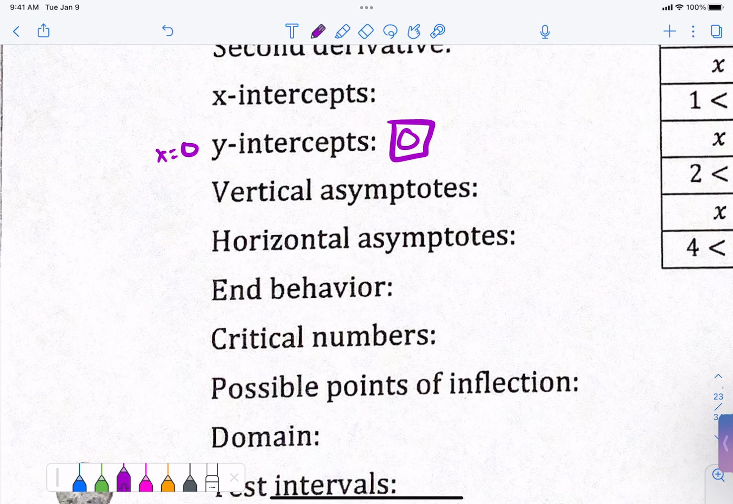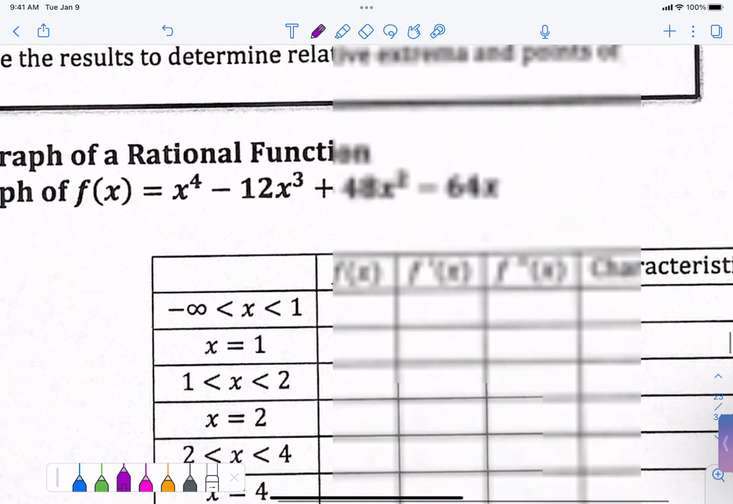How many x-intercepts can you have? As many as you want. He can cross as many times as he wants, up and down, whatever. This one has up to 4, right?